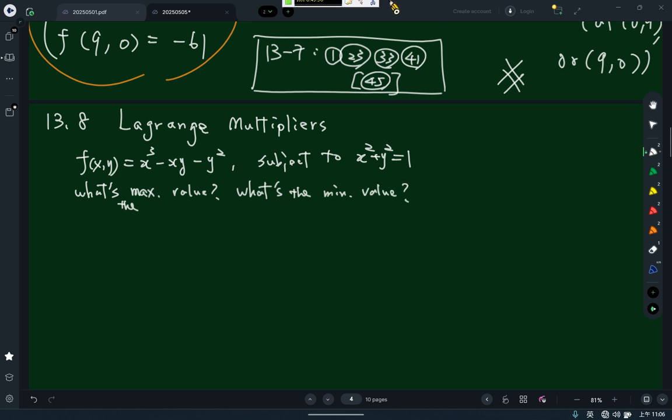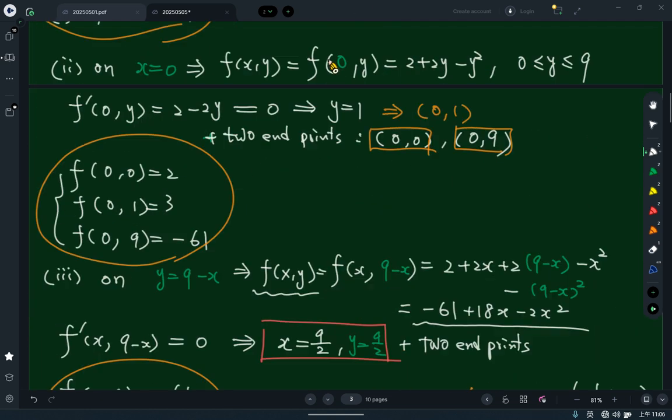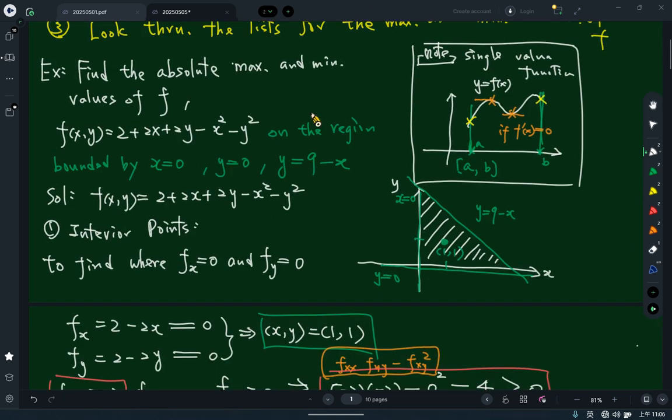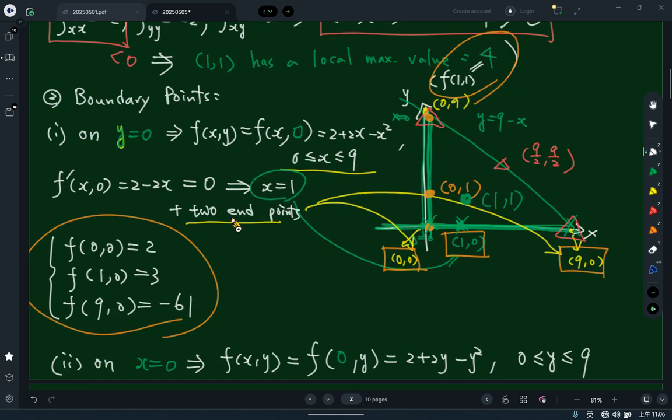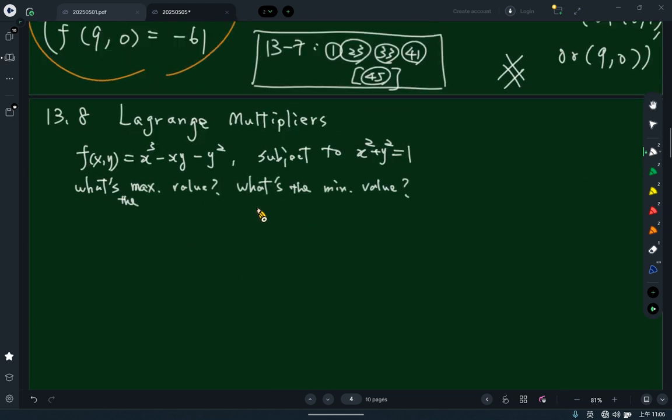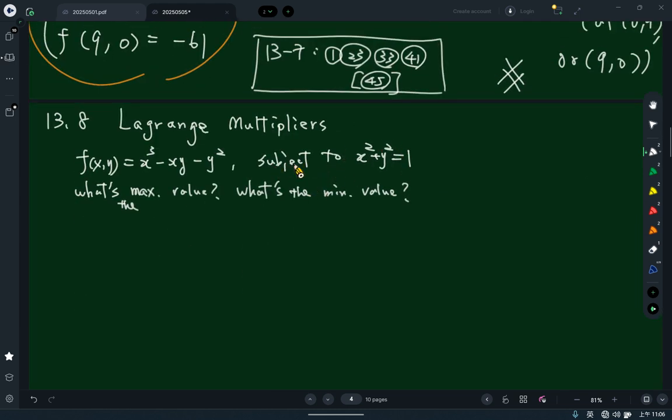So similar to this one, right? Similar to this one, I give you the function. I give you the region. The region is defined by these three lines. But in this case, the region is subject to a constraint. Subject to means the constraint.